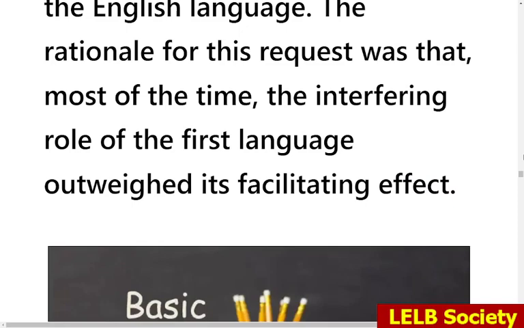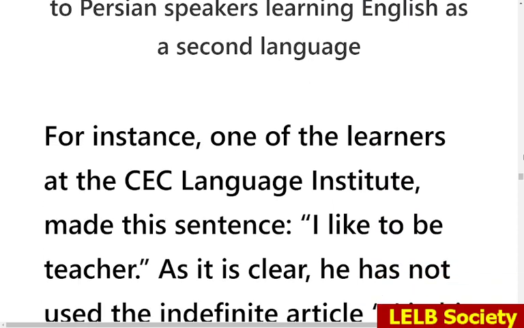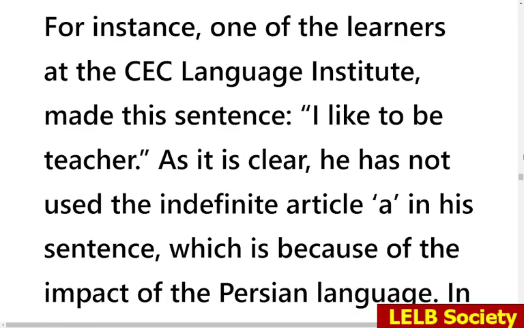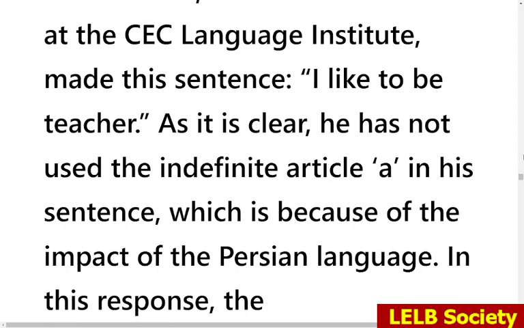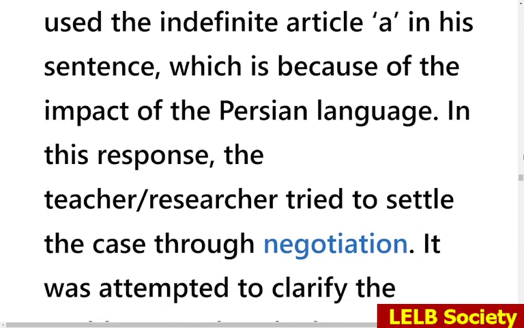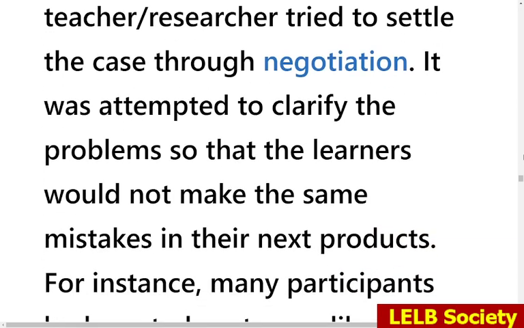And the rationale for this request was that most of the time the interfering role of the first language outweighed its facilitating effect. For instance, one of the learners at CEC Language Institute made this sentence: "I like to be teacher." As it is clear, he has not used the indefinite article in his sentence, which is because of the impact of the Persian language in this response. The teacher and researcher tried to settle the case through negotiation.